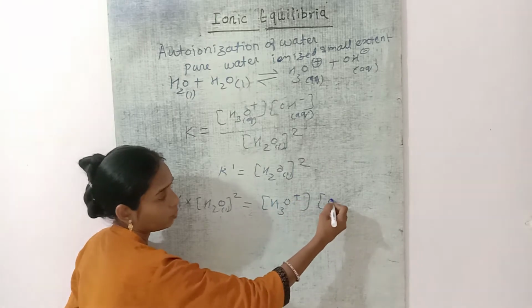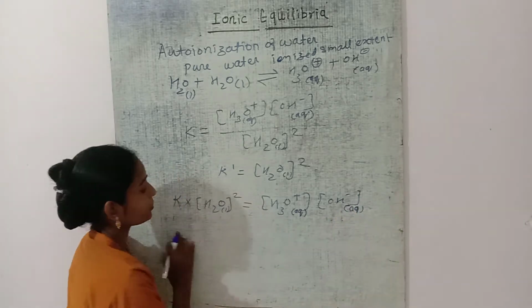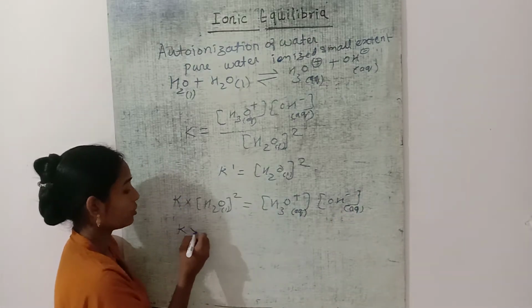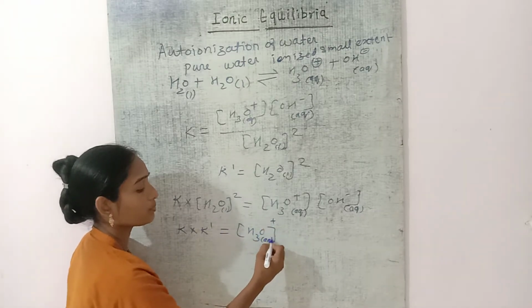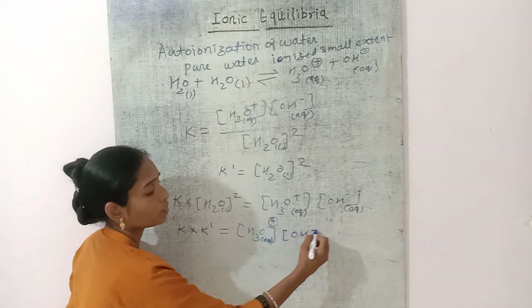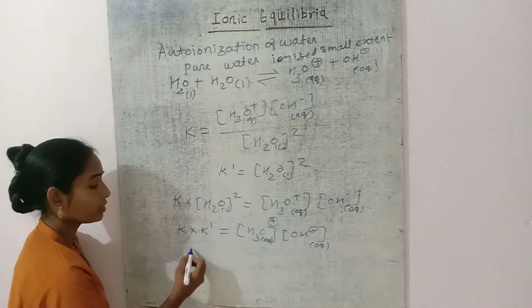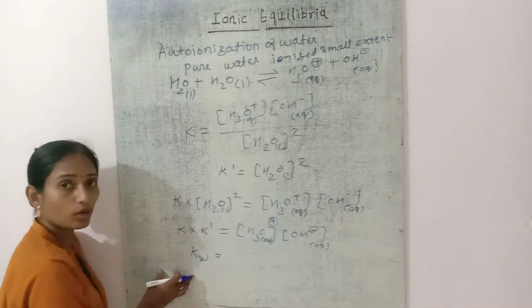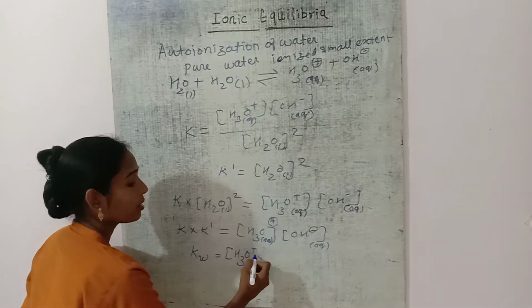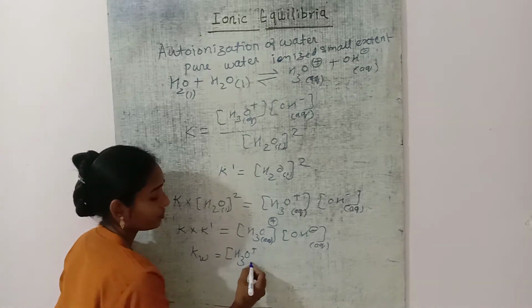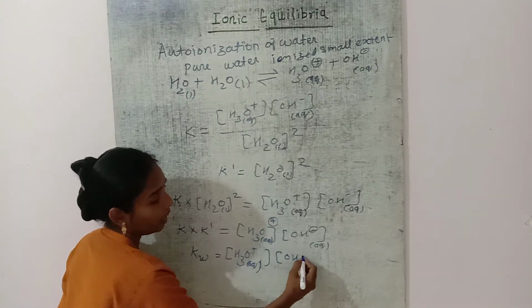the concentration of H3O+ ions and OH- ions in the aqueous solution. So you get K into K dash is equal to the concentration of H3O+ (aq) and the concentration of OH- (aq). K into K dash is nothing but Kw, the ionic product of water, which is the product of the concentrations of hydronium ions or hydrogen ions and hydroxide ions.